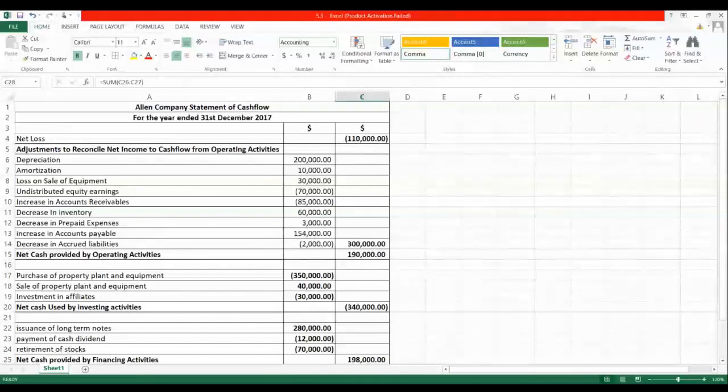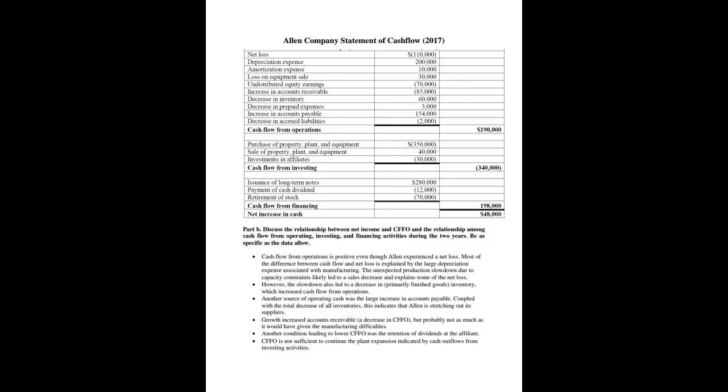This question does not end here because we have some discussion in point number B. So I'll take you to point B. Just give me a second. I'll show you the PDF picture of this. Okay. So point number B asks us, let's read the question.